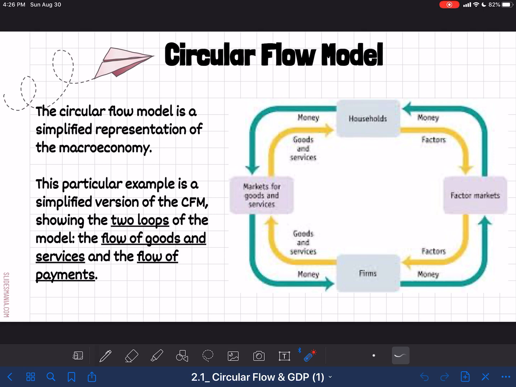So same thing with households in the factor market. Remember, factor markets, this is your job. You get paid to go to work. So here's that payment loop right here. And then in return, you provide factors of production. You provide labor to your job.